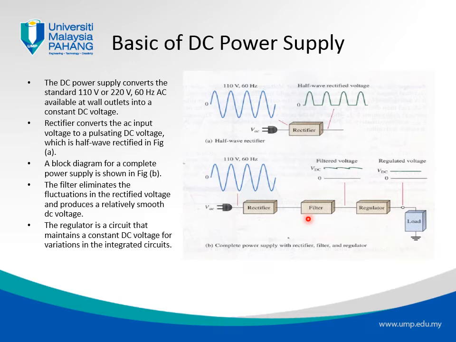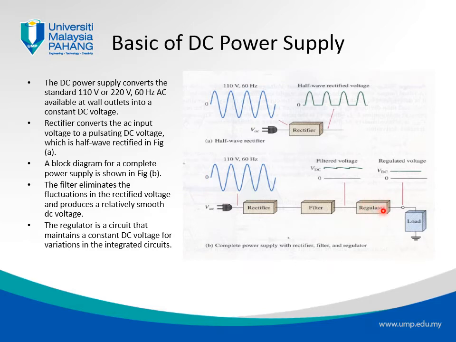What does a filter do? The function of the filter is to eliminate any fluctuation. Here we have fluctuating positive signals. It eliminates that fluctuation and turns it into a smoother DC voltage. And then of course we have a regulator. A regulator is a set of circuits that maintains a constant voltage and lets us vary or change that value of voltage.